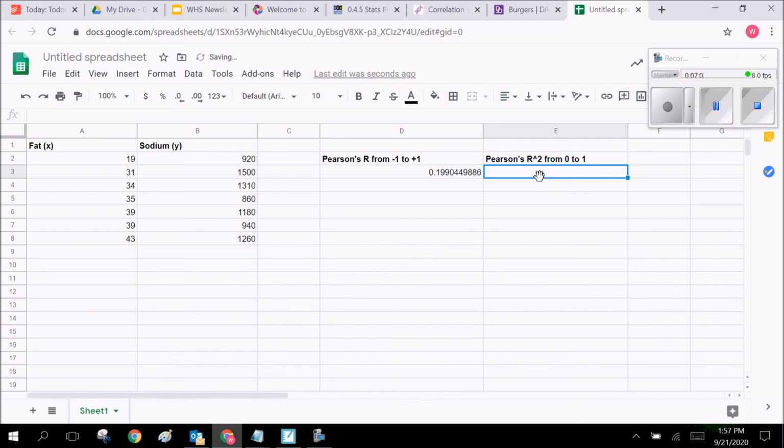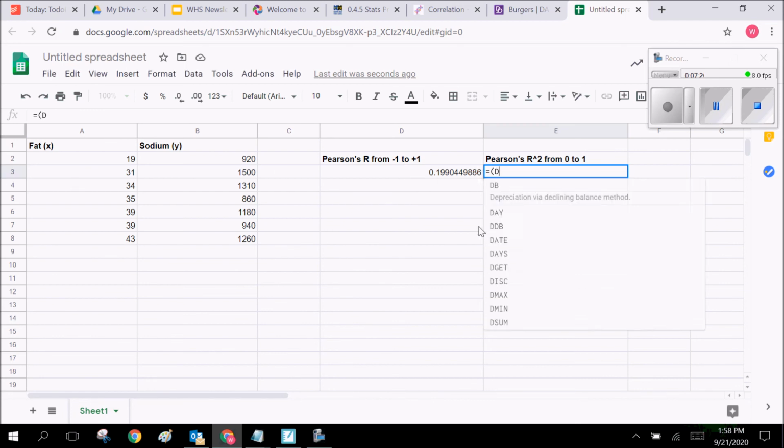So the way Pearson's R-squared works is it's just this number squared. Simple. So how do we square the number that's in here and put it over here? Okay, well, we're going to press equals because that's how we start an equation, and we need to square this number. Now again, the spreadsheet's not remembering this as a number, it's remembering this as a cell. This is cell D3, okay?